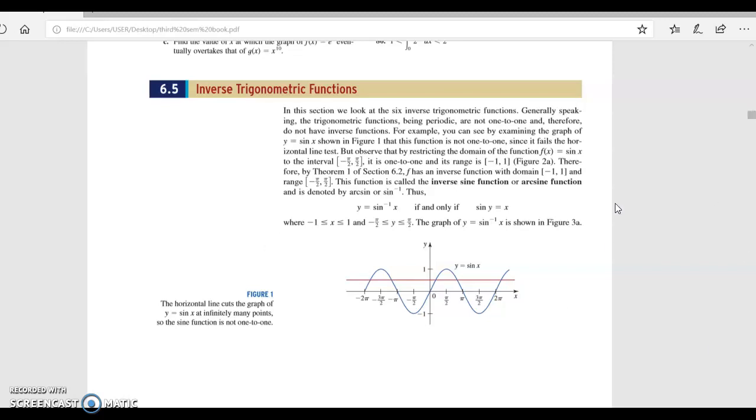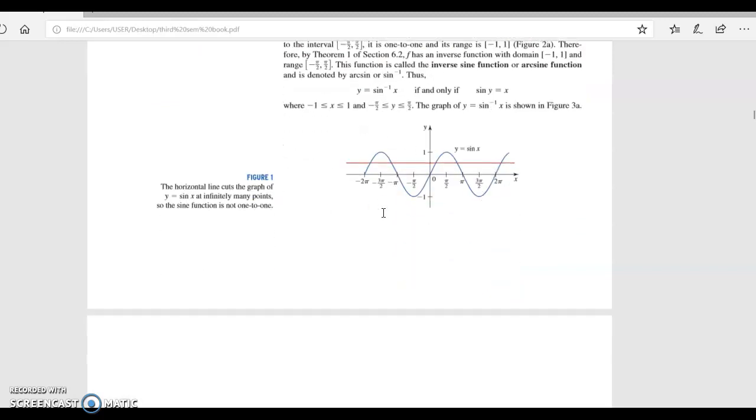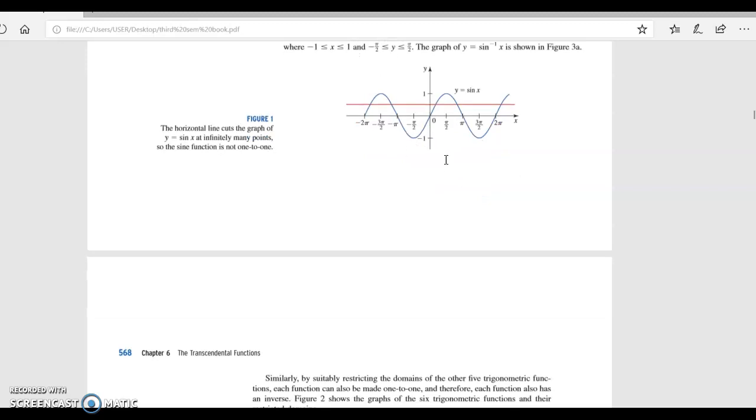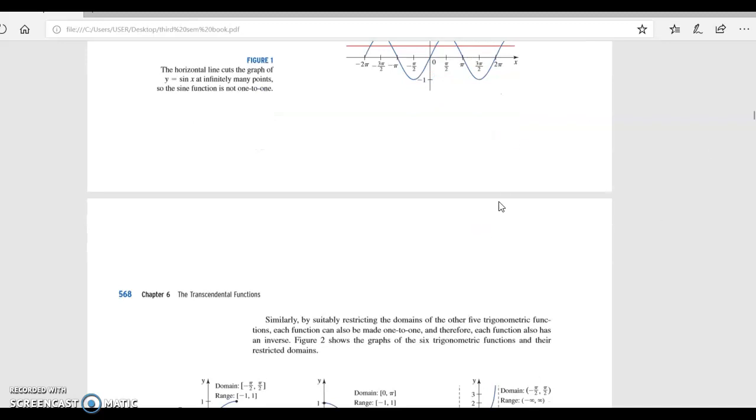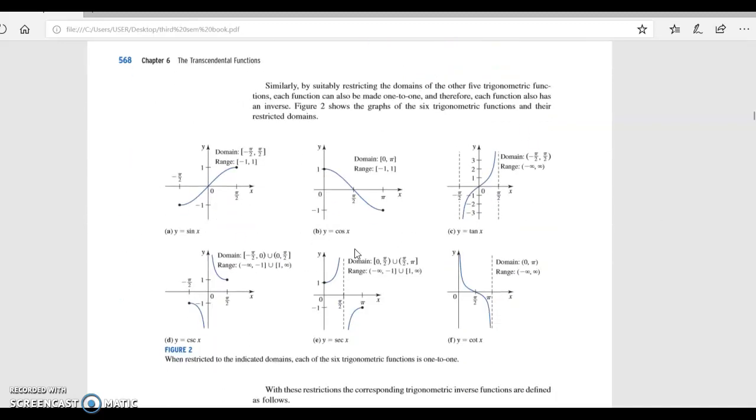Hi, good morning. Today I'd like to explain the inverse trigonometry functions. Last week we discussed the horizontal line test to check whether a trigonometry function is one-to-one or not. We understood that the trigonometry functions are not one-to-one, but we can make them one-to-one by restricting the domain like this.